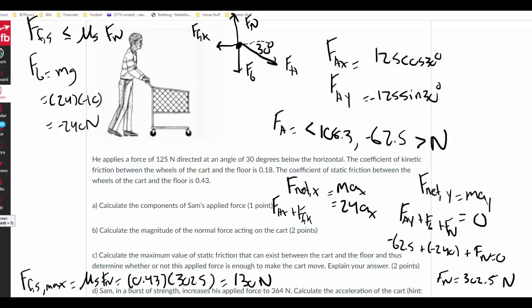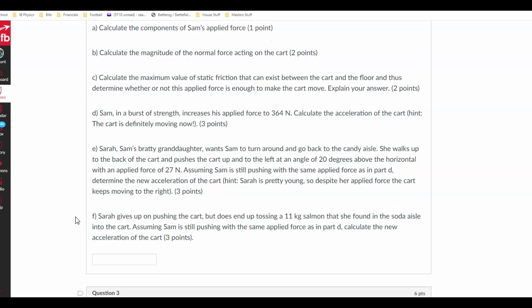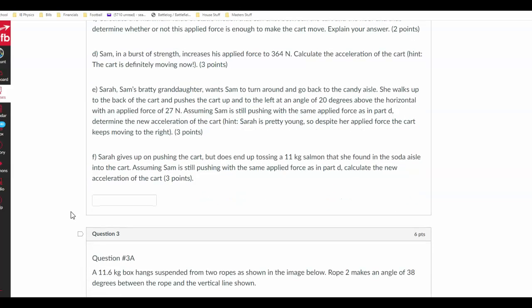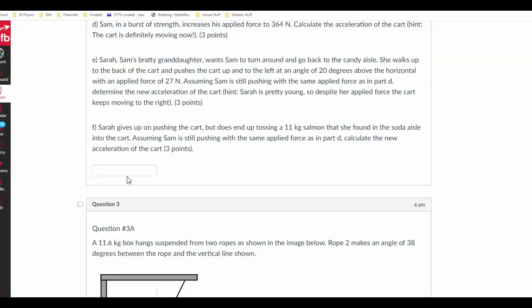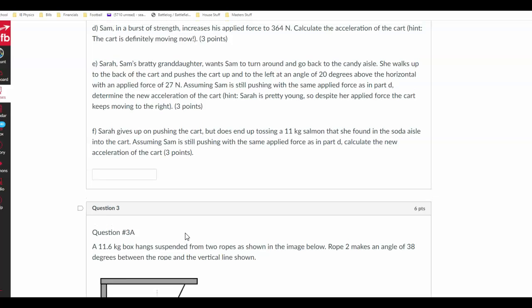Okay, D. Sam, in a burst of strength, increases his applied force to 364 newtons. Calculate the acceleration of the cart. Hint, the cart is definitely moving now.